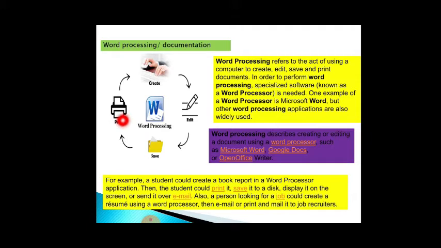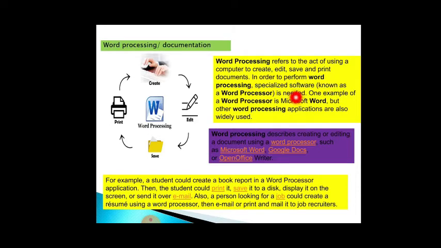So whatever documents you get printed out, first we create them using a software, that is Microsoft Word, then we edit it if any changes are required, then we save it in a particular location, then we take the printout. This whole cycle is called word processing. So word processing refers to the act of using a computer to create, edit, save and print documents.